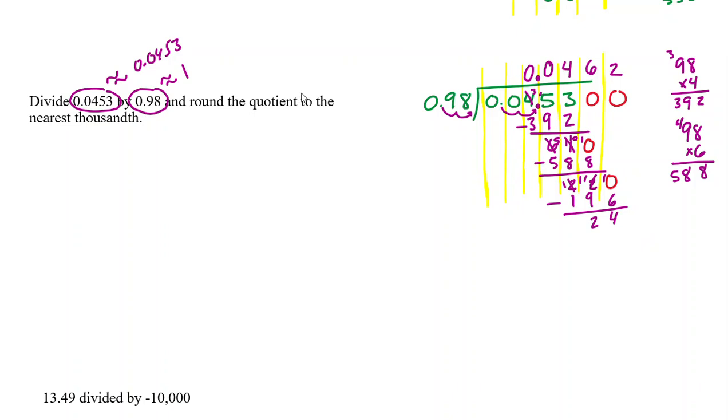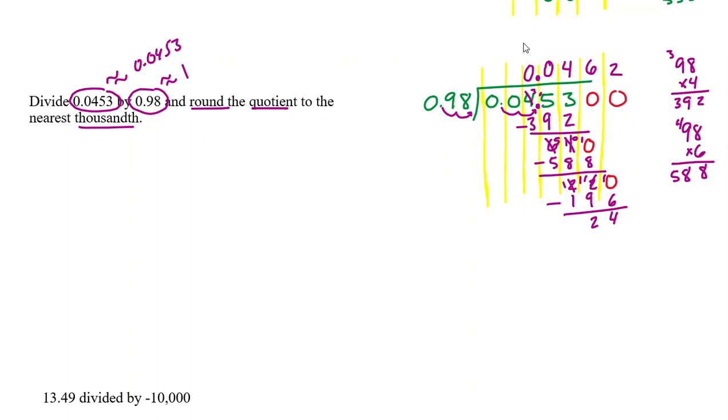So in order to kind of save ourselves from going too long, we're going to need to read the question again. And it said to round, this was the clue that the answer wasn't going to be even. Round the quotient, round the answer to the division problem to the nearest thousandth.